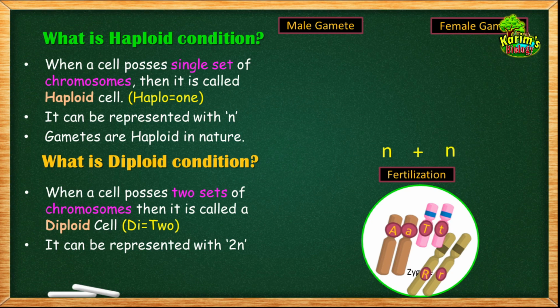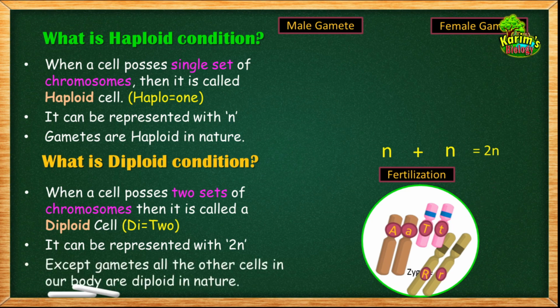This can be represented as 2n: n, which is the male gamete, and n, which is the female gamete, give rise to the 2n condition, which is the diploid condition present in the zygote. Okay, and what are the examples? Except gametes, all other cells in our body are diploid in nature. Only gametes are in the haploid condition, whereas the rest of the body cells, called somatic cells, are present in the diploid condition.